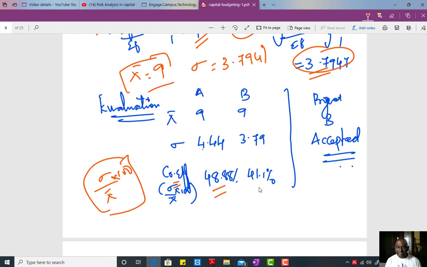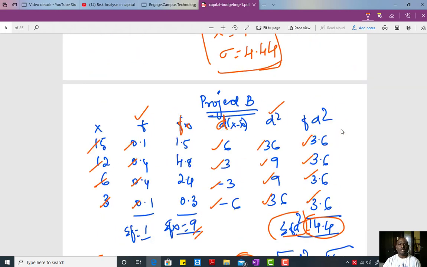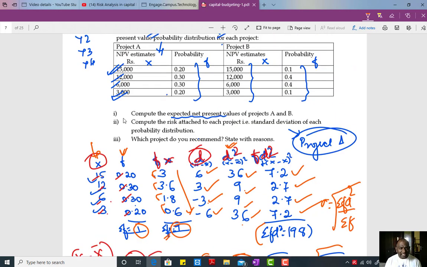So which one to accept? Whichever has the lower coefficient, you have to accept that project. So project B is accepted. Very clear? This is for 15 marks. Okay, your expected present value is your mean. Your risk attached is your standard deviation. Evaluation is your coefficient of variation. This we used to do in statistics in our second year BCom. Even in your MBA, if you have studied statistics somewhere, you would have studied this.